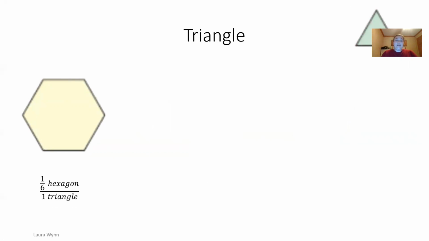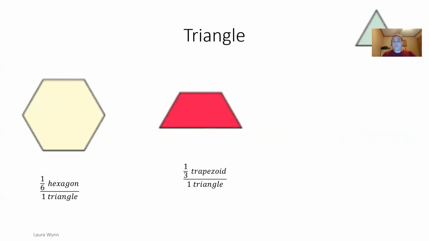For a triangle, 1 triangle is 1/6 of a hexagon, and for our trapezoid, 1/3 of a trapezoid is equal to 1 triangle. And half of a rhombi is equal to 1 triangle.